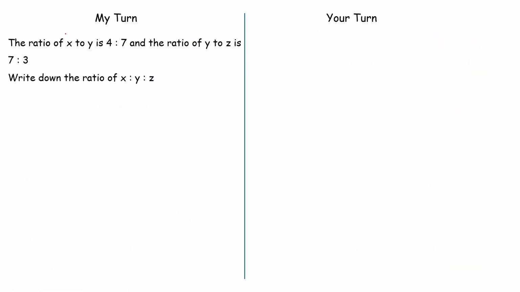So let's go through this one. The ratio of x to y is 4 to 7, and the ratio of y to z is 7 to 3. Write down the ratio of x to y to z. Now let's go through this. I want to find the ratio of x to y to z.